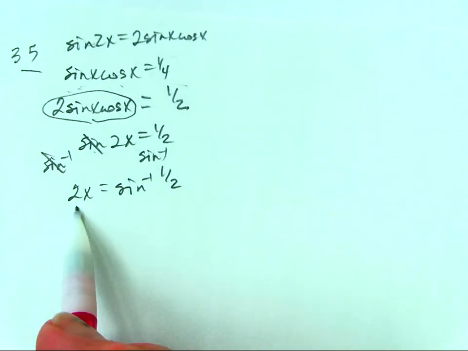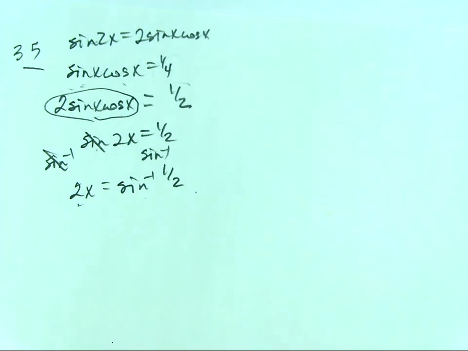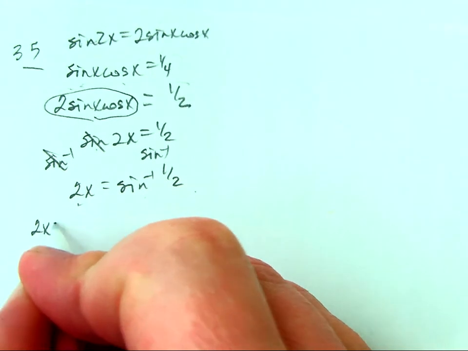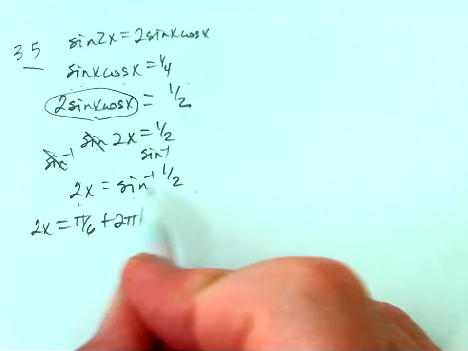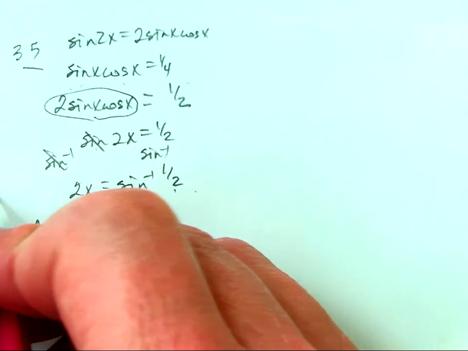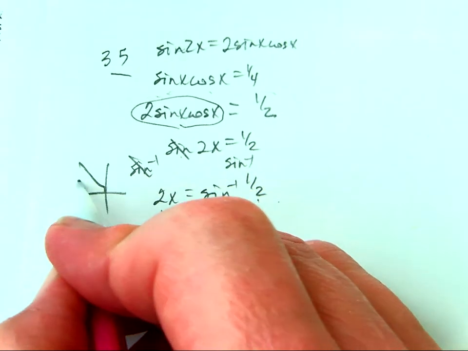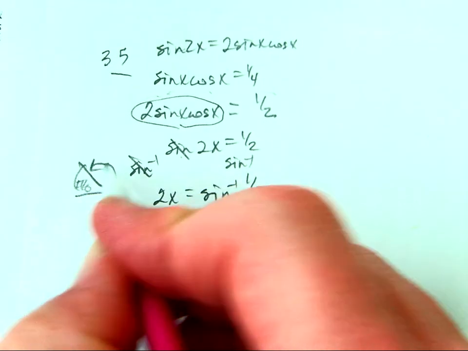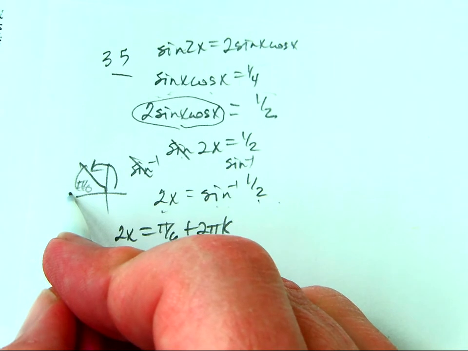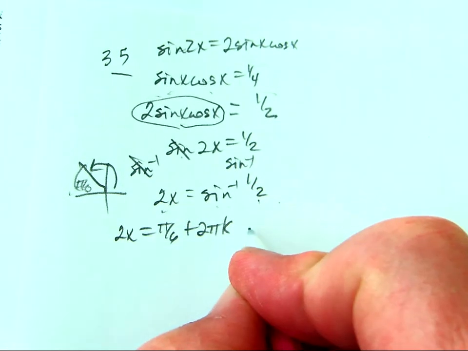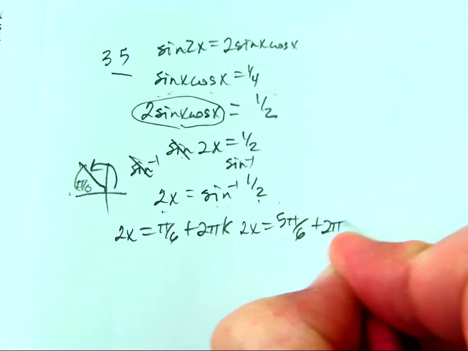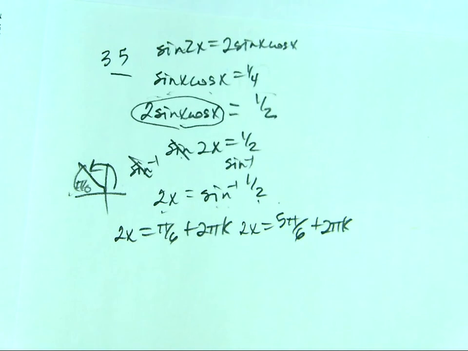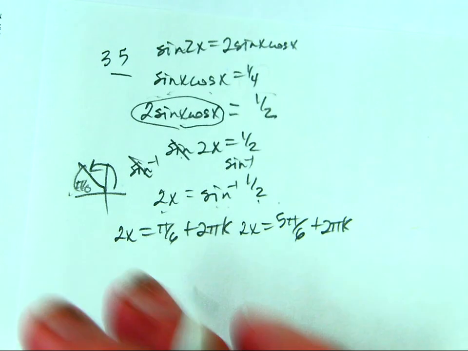So what angle has a sine of 1/2? Well, a sine of 1/2 is pi over 6. So our angle could be pi over 6 plus 2 pi k. And sine is also positive in the second quadrant. If we put pi over 6 in the second quadrant, this whole angle would be 1 pi, which is 6/6, minus 1/6, so that's 5/6. So we get both of those.